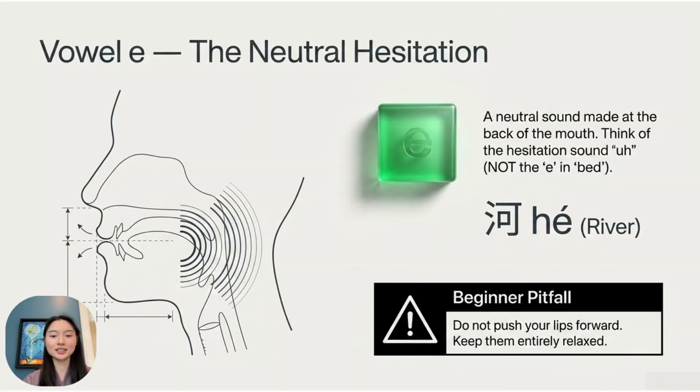Vowel e. This one is different from English. Don't say it like the e in bed. Instead, it's a neutral sound made at the back of your mouth, with your lips relaxed and slightly open. Think of it as the sound you make when you are hesitating, like uh. Like in 河, river. He. This is the vowel most beginners get wrong. Keep your lips relaxed. Don't push them forward.